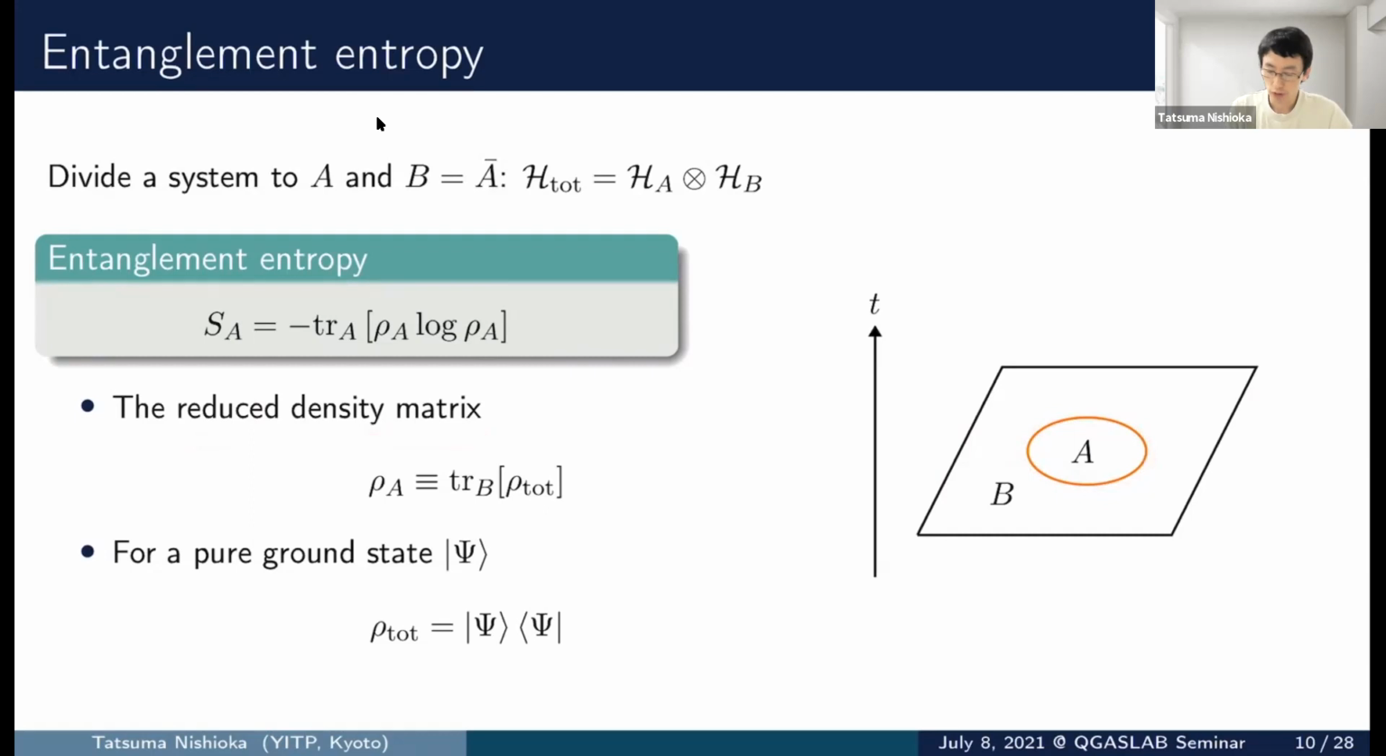Basically, you are only interested in the observations in this region, which means that you completely ignore all the information about B. This is what you mean by ignoring: you take a trace with respect to the region B. Then you are only left with a density matrix which completely describes everything that happens inside the region A. For simplicity, let me start with a pure ground state. Suppose that the total state is pure, okay?